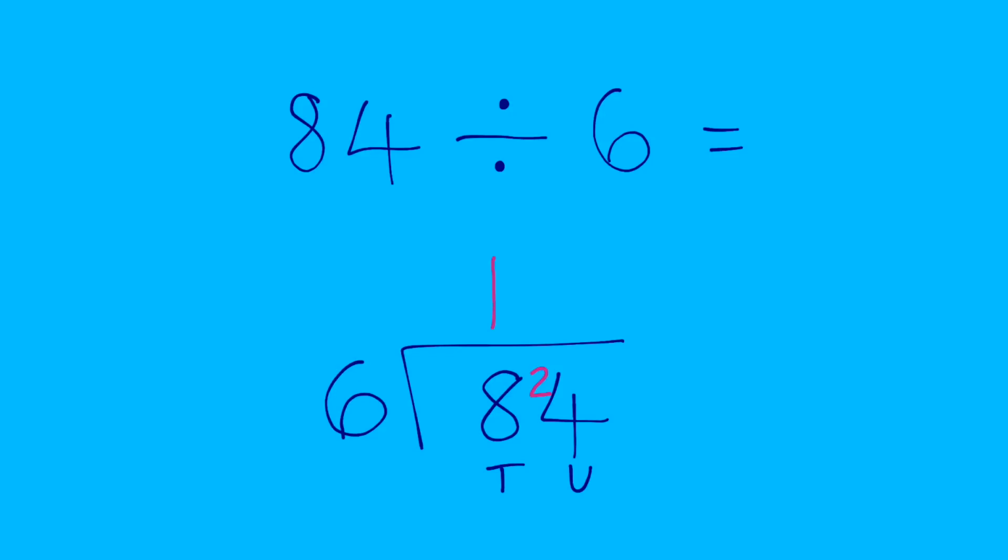I know that 6 goes into 24 4 times, so I'm going to write that above, lining it up with the column I've just been using. Now, there are no more digits here, there's nothing more to do, so I know that I've finished the calculation, and I can see that 84 divided by 6 is 14.